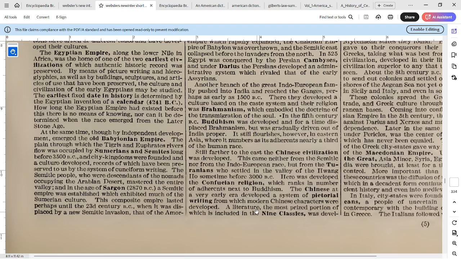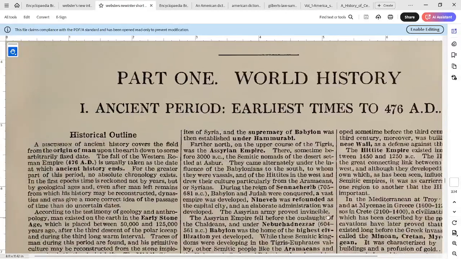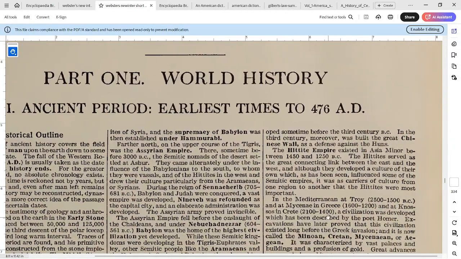A literature, the most prized portion of which is included in the nine classes, was developed sometime before the 3rd century BC. In the 3rd century, moreover, was built the Great Chinese Wall as a defense against the Huns.